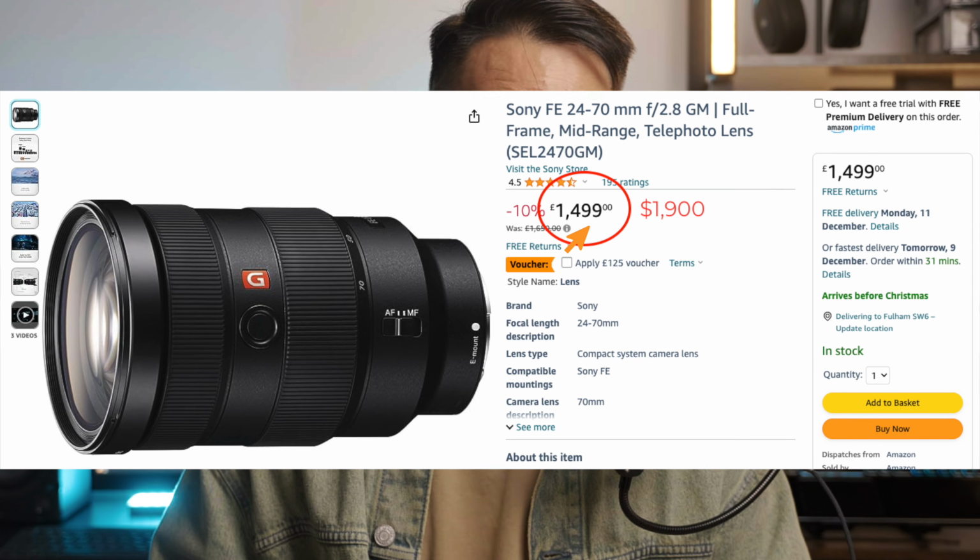Again, if budget were not an issue, I would recommend the Sony 24-70 G Master Mark II for the Sony system if you're looking for an all-around event lens.